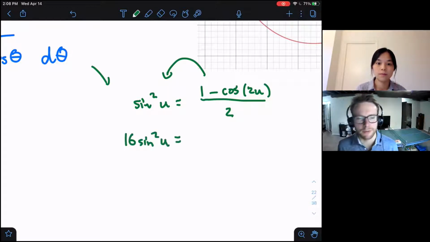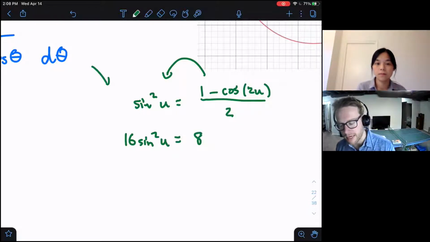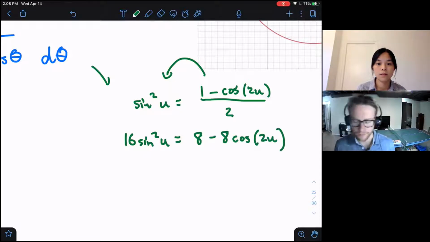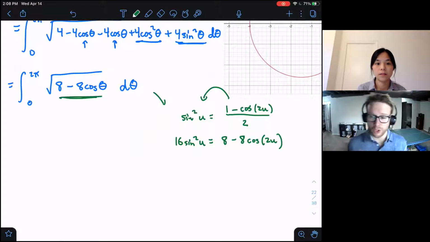So if I multiply through, of course, on the left-hand side by 16, we just get the 16 out in front. And on the right-hand side, if I multiply by 16, well, it cancels with that 2 a little bit, and we're going to get 8 minus 8 cosine of 2u. And so by multiplying by 16, you can see that I've actually recreated this 8 minus 8 business, right? So that's really kind of what I was doing.